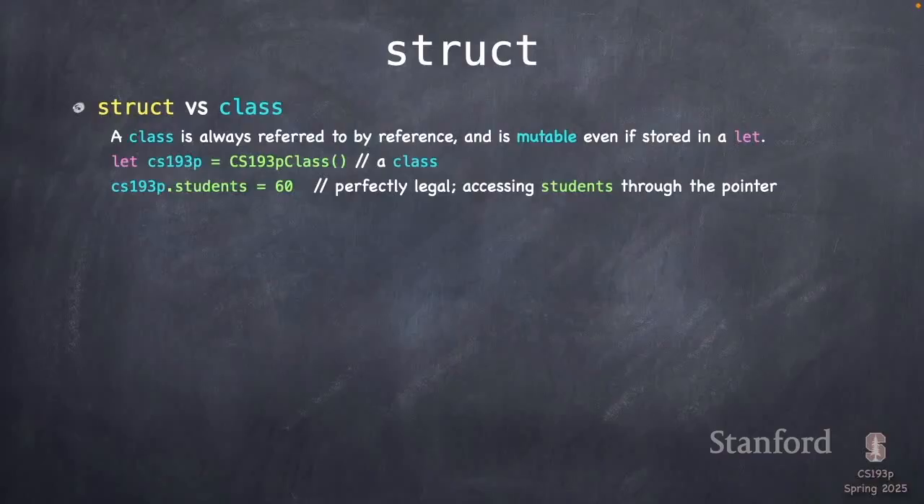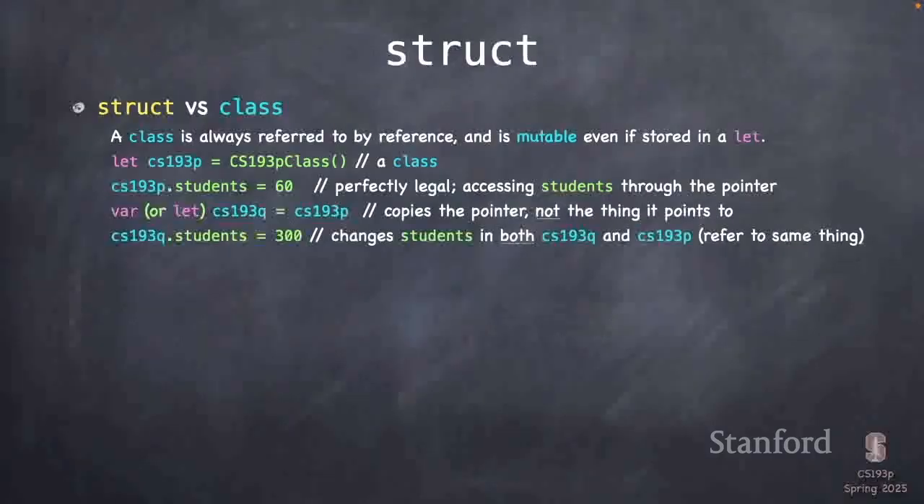We are going to use class, but we're never going to use superclasses. We're not really doing object-oriented programming. When we use a class in SwiftUI, it's just to get its reference semantics. We're not doing it to do object-oriented programming. So anyway, if I do that and I say cs193p.students equals 60, then I'm setting the var called students inside that class to 60. And notice I did that even though it's in a let, because classes are always mutable. The fact that I put that in a let, no effect. I can change anything I want.